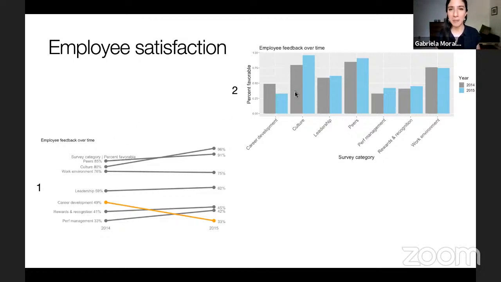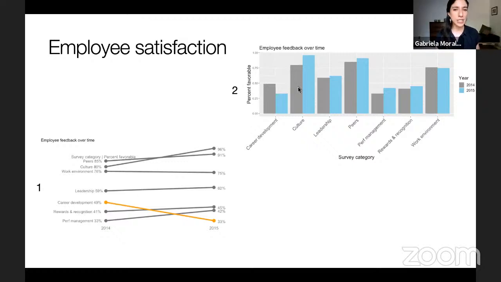Number one and number two. So I'll explain number two here. You have all the different categories, the different survey categories, and you have years 2014 and 2015, and the percent favorable answers. So it's actually a ratio from 0 to 1.